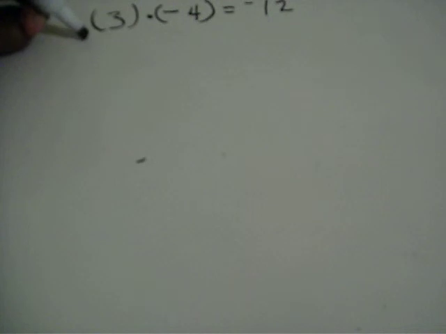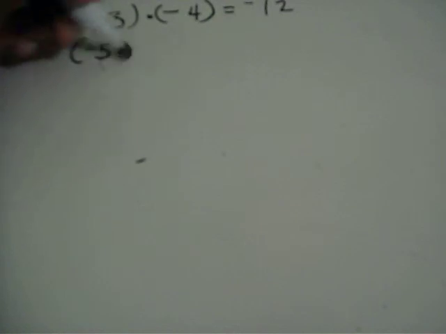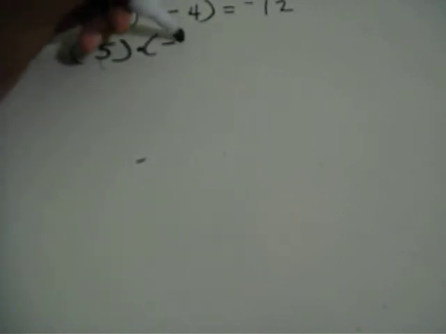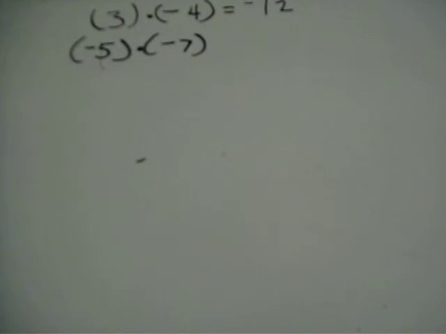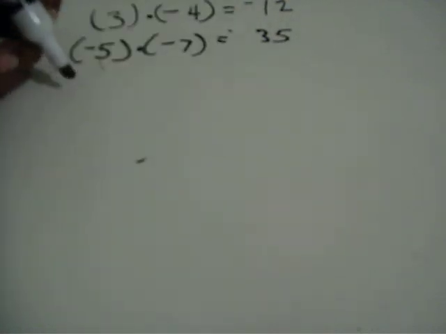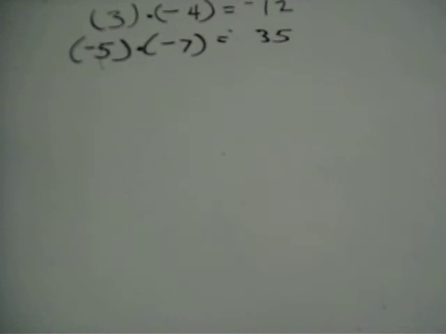If I have two negative numbers, well, let's use a different example: negative 5 times negative 7. Here, my answer is going to be positive. So 5 times 7 is 35, and because I have two negatives, my answer is positive. So it's positive 35 or just 35. And that's pretty much all there is to it with multiplying.